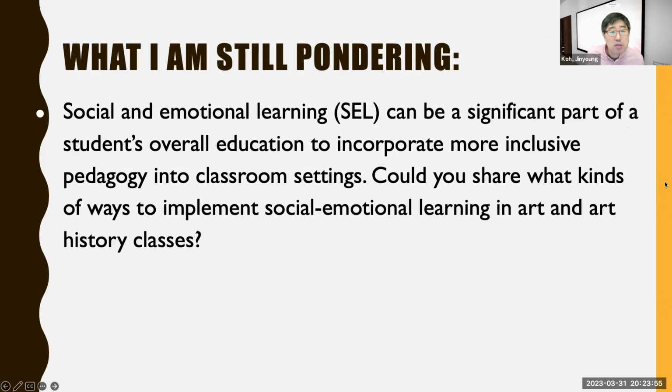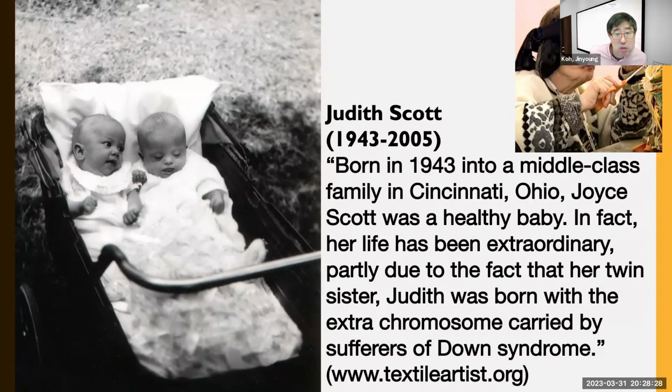And here are some ideas I'm still pondering. Social emotional learning can be a significant part of a student's overall education to incorporate more inclusive pedagogy into classroom settings. How can we share what kinds of ways to implement social emotional learning in arts and art history classes? When I teach my students, I share Judith Scott. She was born with Down syndrome, but she was an amazing artist.